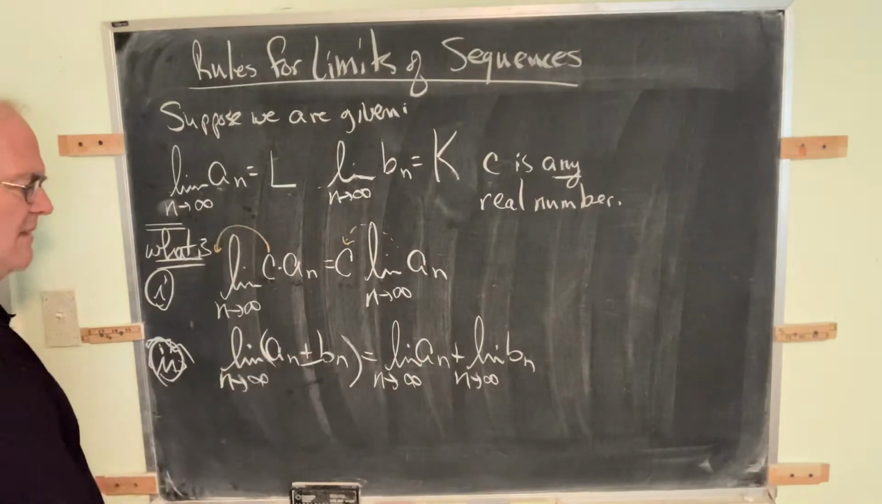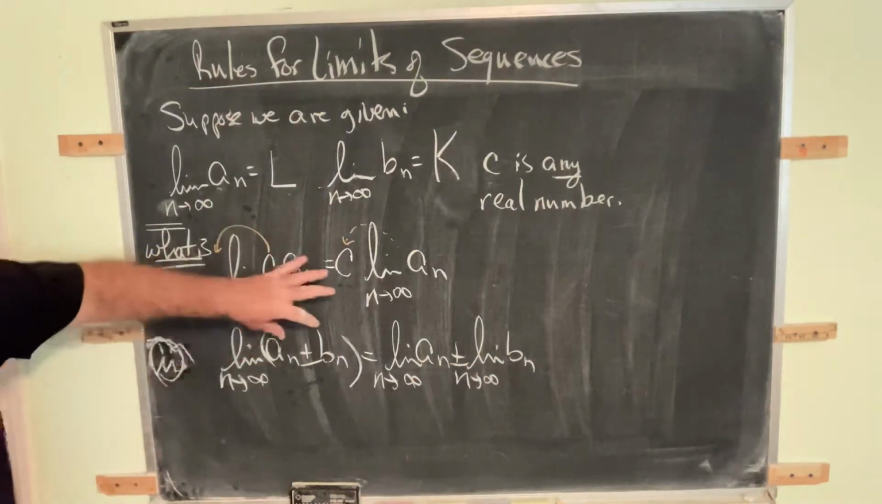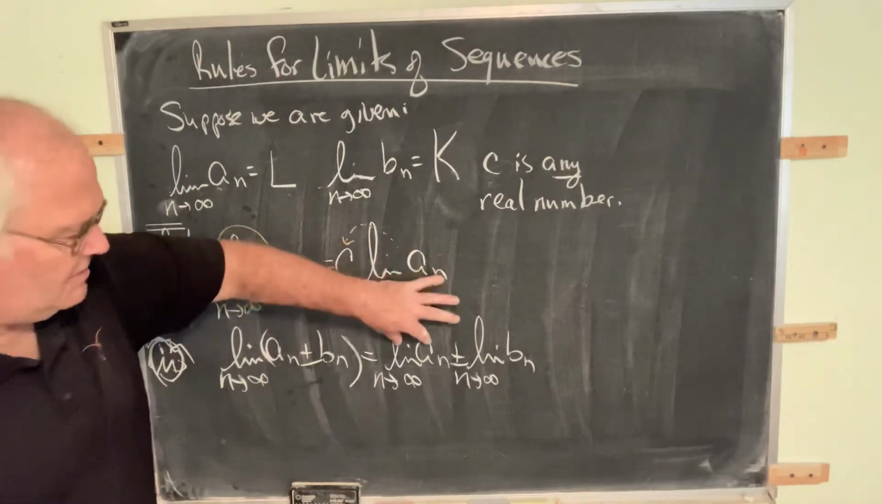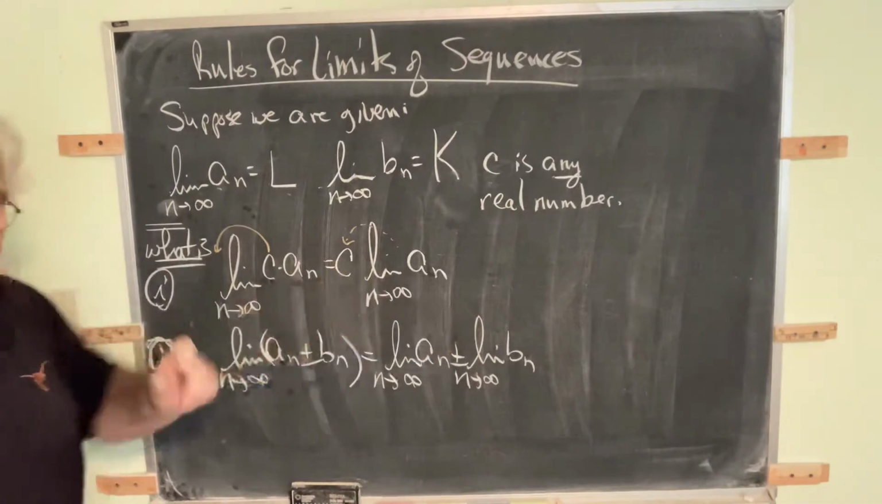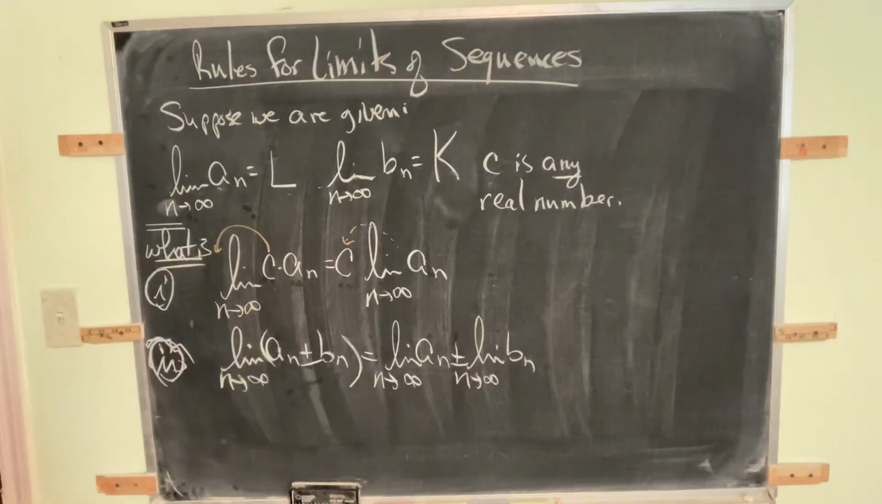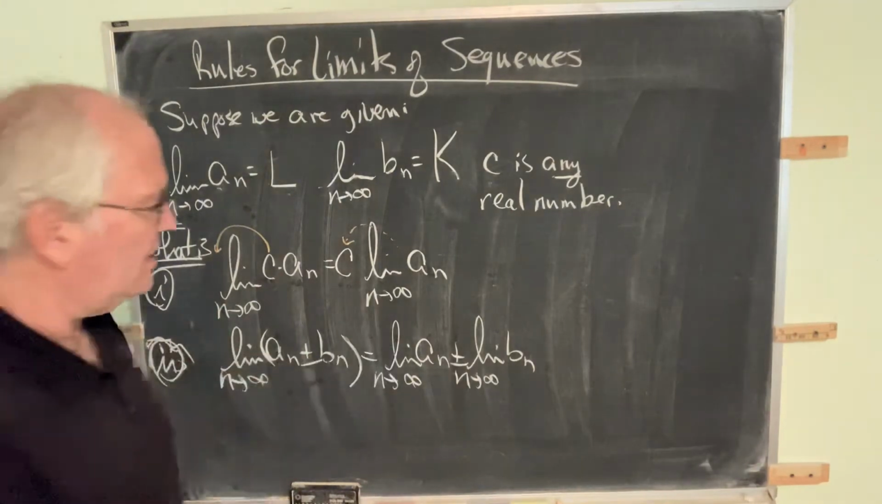This is true for plus. It's also true for minus. So the limit of A plus or minus B is the limit of A plus or minus the limit of B. The limit of the sum is the sum of the limits. Constant multipliers multiply along. The limit of the sum is the sum of the limits.